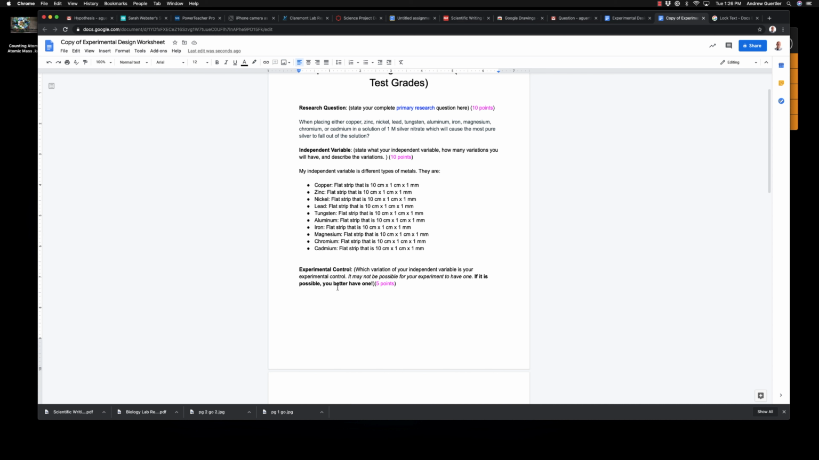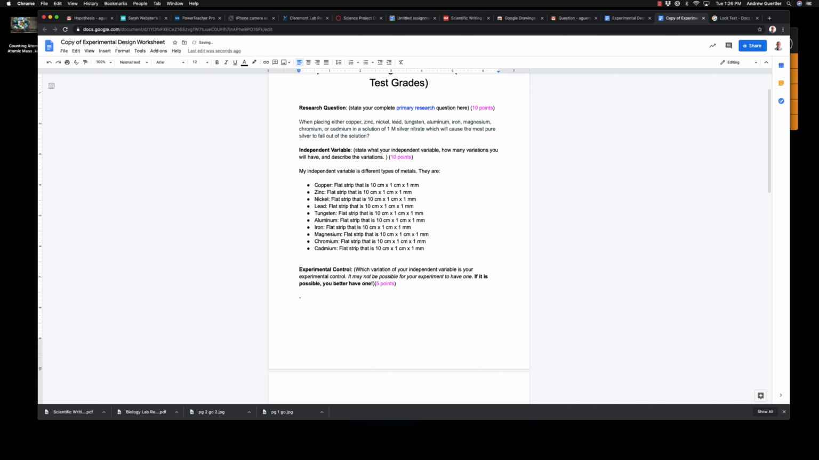It's the normal variation, the one that we can compare all of them to. Well, is there a normal metal, a condition for a metal? Actually, there's not. So my experiment really can't have a control. There is no real situation where there's a control. So if there is that situation, I need to say it.